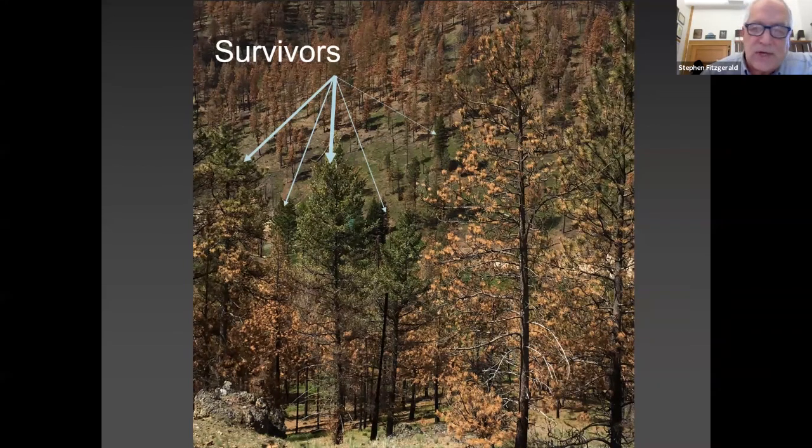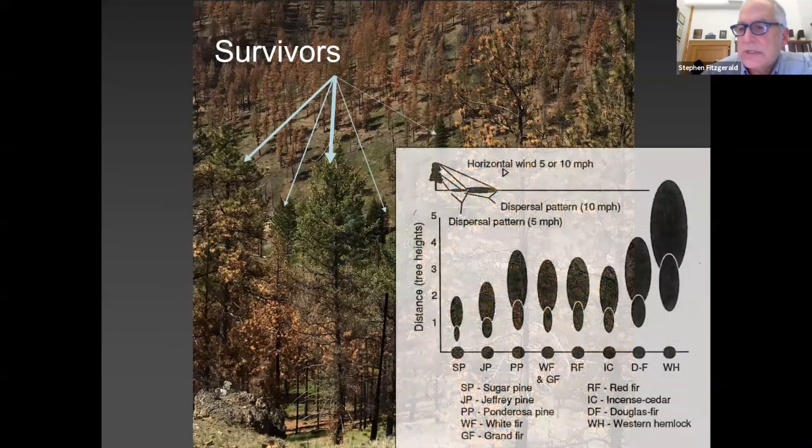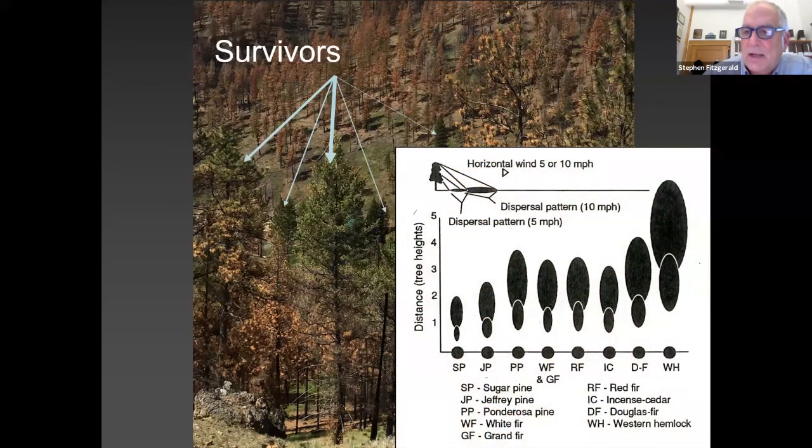So here we have some trees that are scattered across this area that burned. And just so you know, there are limits to how far seed will travel, depending on the species, the seed weight, and wind patterns. If you look at this graph here, on the bottom we have sugar pine, Jeffrey pine, and ponderosa pine. Those are heavy seeded species. And you can see that the distance and height at either a 5 to 10 mile an hour wind ranges from 1 to maybe 4 tree heights.